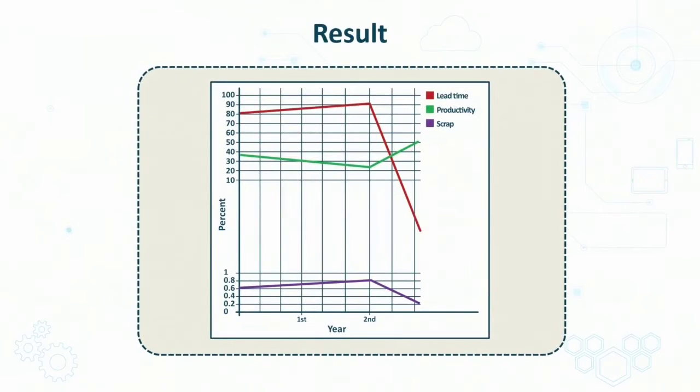After 2 years, the company had cut lead time by 40%, improved productivity by 8%, and decreased scrap from 0.8% to 0.5%. It had also achieved a just-in-time, or JIT, approach to inventory management and effected a culture change throughout the organization. Workers were highly motivated by continuous improvement and expressed pride in their work and in their company.